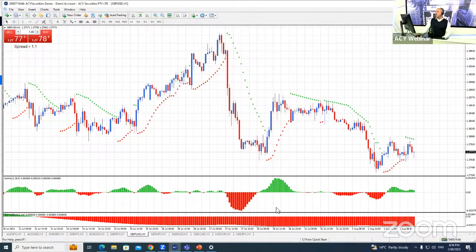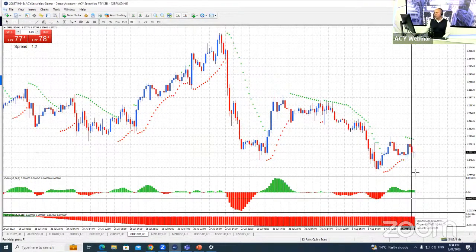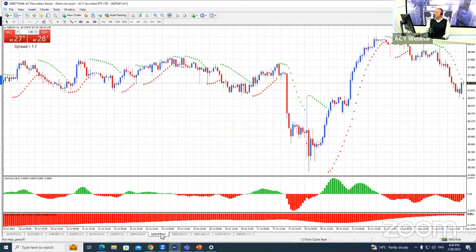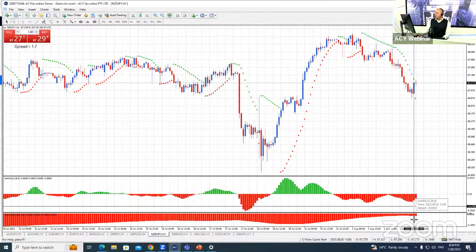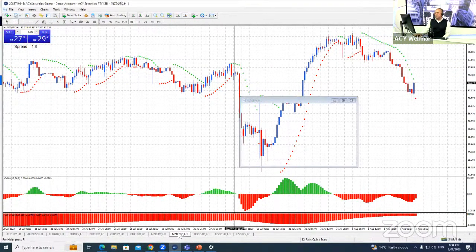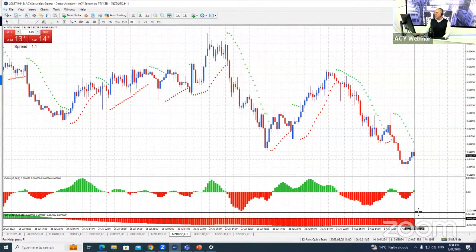Okay, pound dollar is mixed. So in this case, I would see that the hourly is green and the daily is red. I'll just say that's a pass for me. I'm not going to consider that as an opportunity. If I go New Zealand yen, so if I look at New Zealand yen, it's certainly matching. New Zealand dollar, no, we can't touch that now because it's not matching.